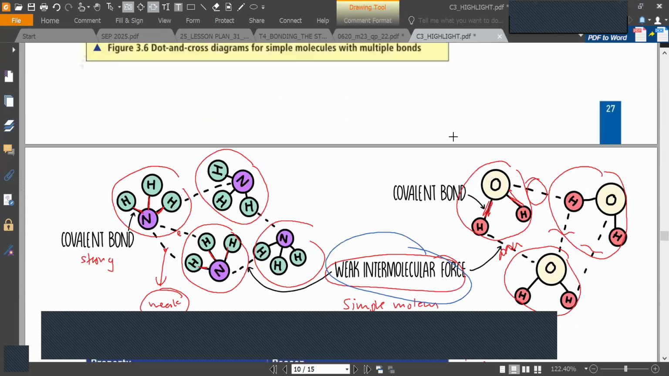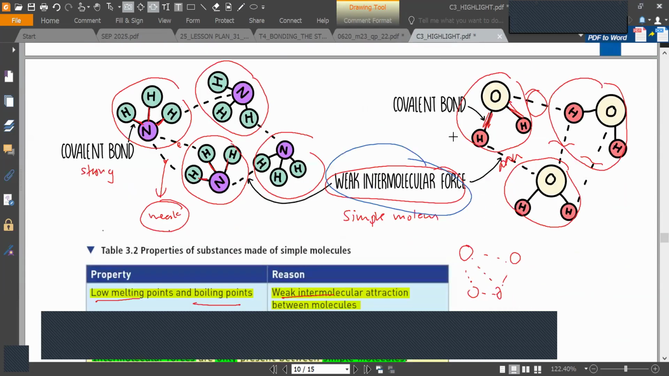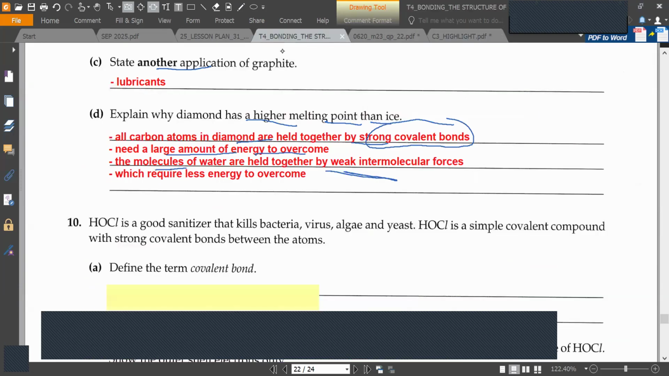Yeah, what we mentioned just now, this one. Weak intermolecular forces for the ice. Okay, so which need less energy to overcome, less energy.